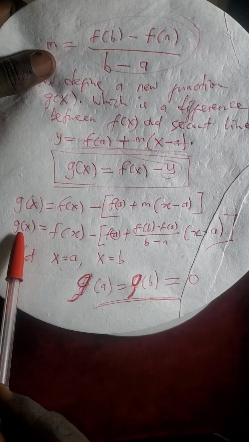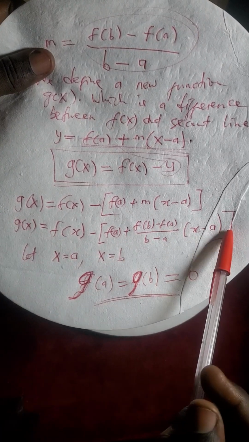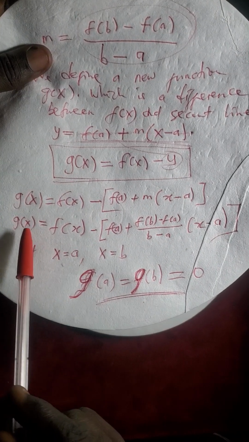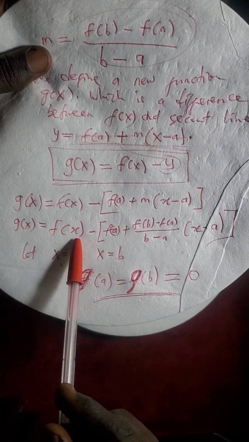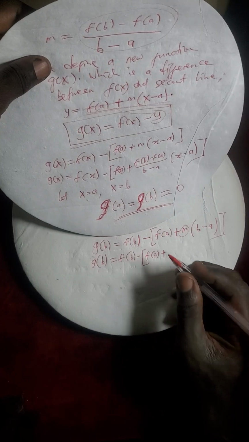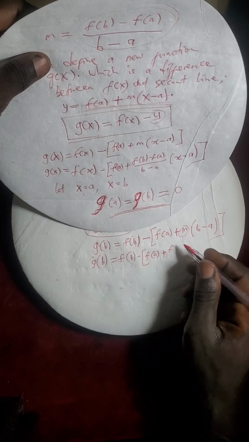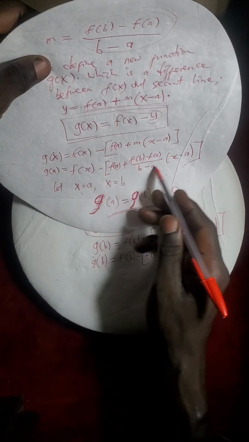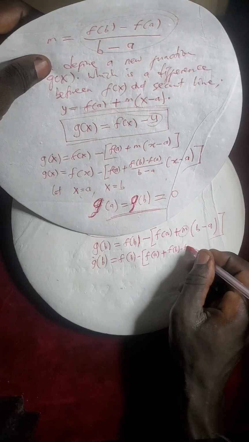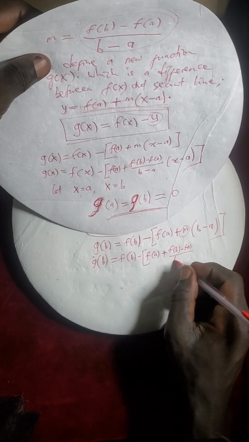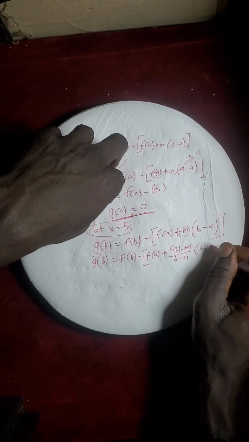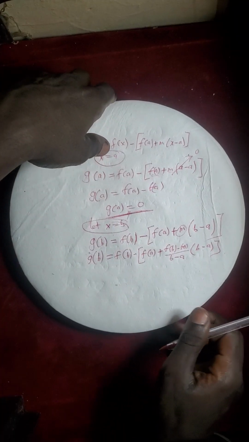Alright, let me not confuse you. We are saying this is our function. Now we are replacing where there is x with b in our case. So here we have put b, here we have put b, and here we have put b. Now, instead of putting m, I'm replacing back the theta thing, and it was over b minus a. This is what is on the board.